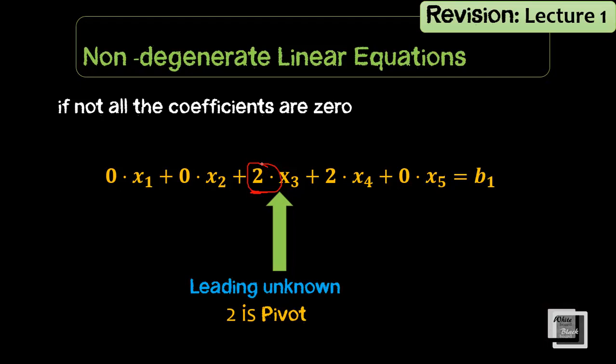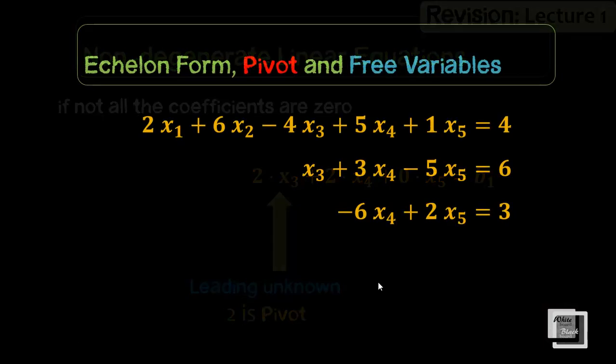If we omit the terms with the 0 coefficient, then the leading unknown will appear at the first position. So here the leading unknown is x3 and 2 is the pivot element. Our next definition is about echelon matrix.